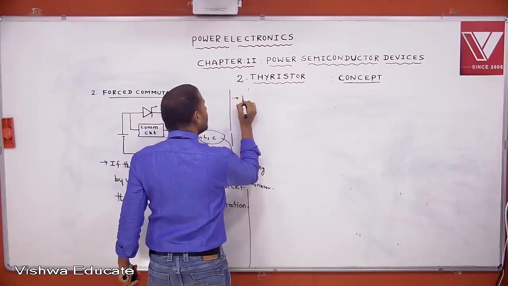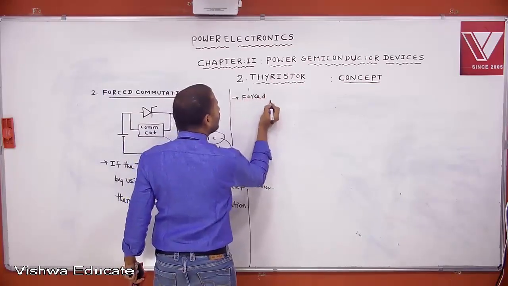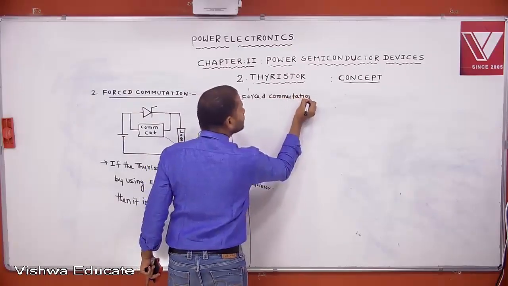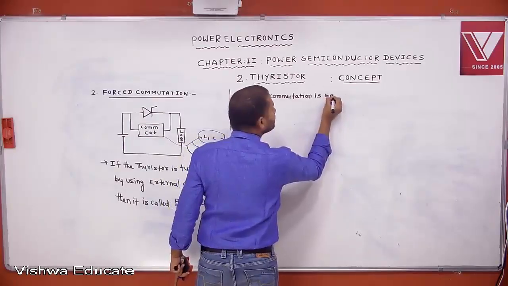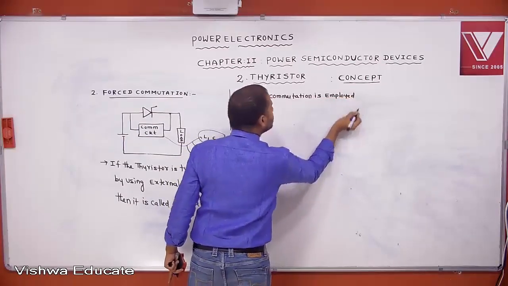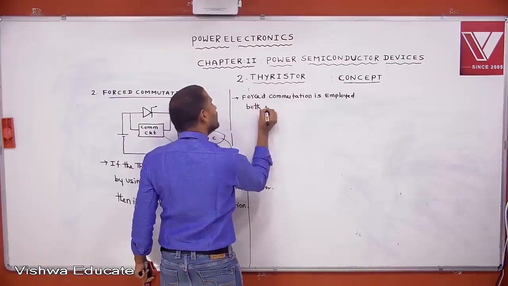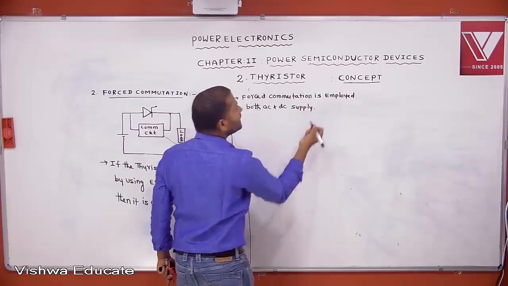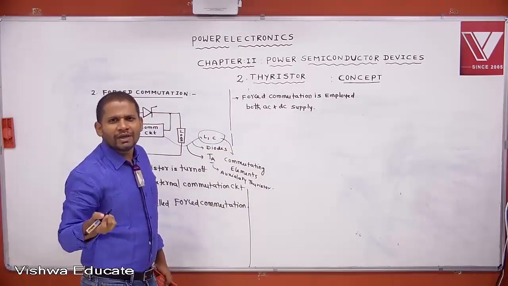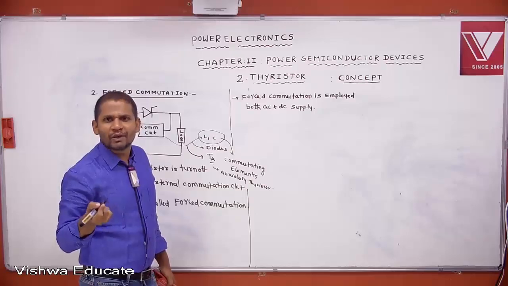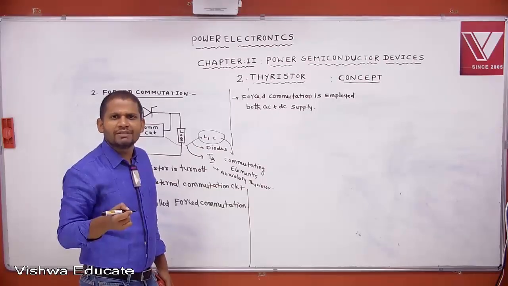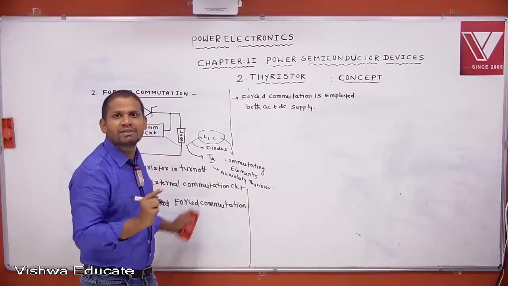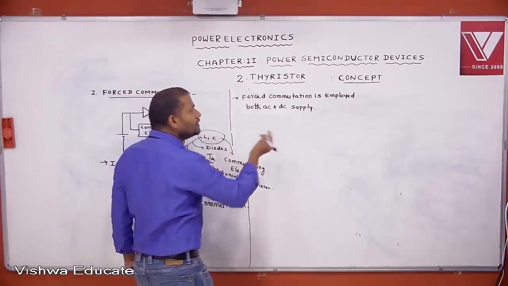But point to remember, forced commutation is employed in both AC and DC supply. If the supply is AC or DC, we can apply forced commutation. One example is if the supply is AC, that is the step up cycloconverter, it is required to turn off the thyristor before completing one half cycle. Before completing one half cycle, if you want to turn off the thyristor, compulsorily you apply forced commutation. That's why it applies to both AC and DC.